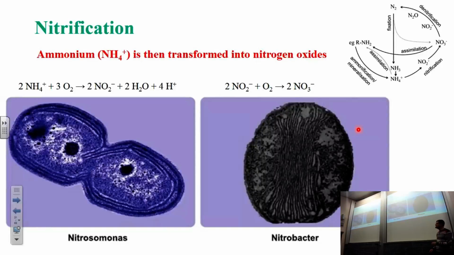These processes are mediated by bacteria, the Nitrosomonas and the Nitrobacter. They take ammonium, in an environment where there is oxygen, and produce nitrite, and this one takes the nitrite and turns it into nitrate. So we're oxidizing on this pathway. This process can only happen if the environment has a lot of oxygen in it.